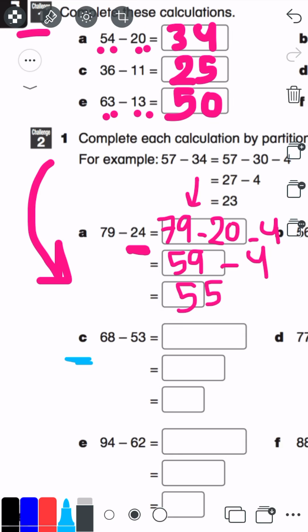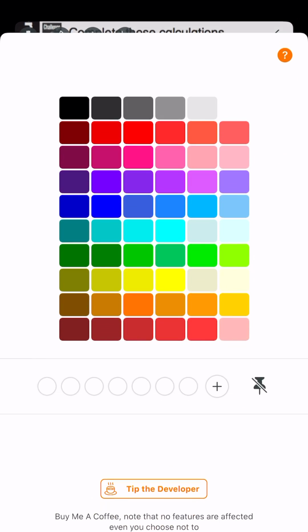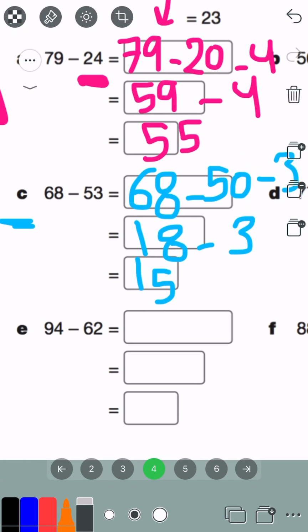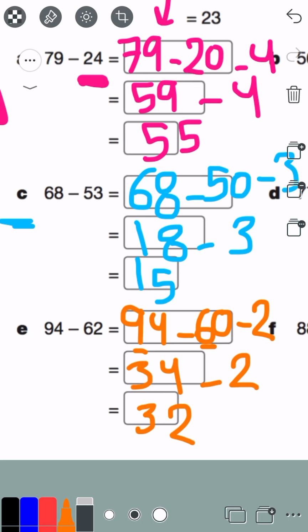68 minus 53 equals 68 minus 50 minus 3. 68 minus 50, take away 5 from the 6, that equals 18. Minus 3 equals 15. 94 minus 62 equals 94 minus 60 minus 2. Take away 6 from the 9, that equals 3. Leave the units unchanged, so it's 34 minus 2, that equals 32.